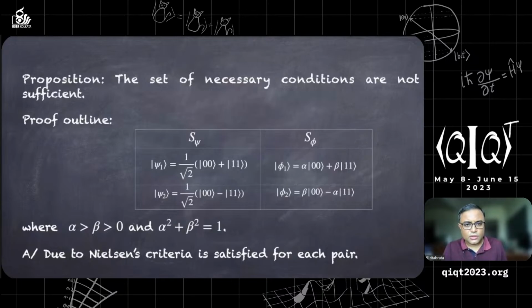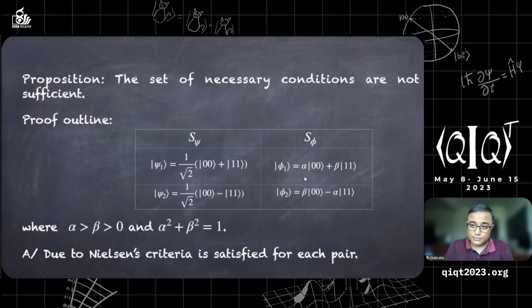So let us consider this input and output states, again something which we just now have seen. Then that's why I came to that point, that these two Bell states, 00 plus 11 and 00 minus 11, and output states are alpha 00 plus beta 11 and beta 00 minus alpha 11, where alpha is greater than beta is greater than 0 and alpha square plus beta square is equal to 1.